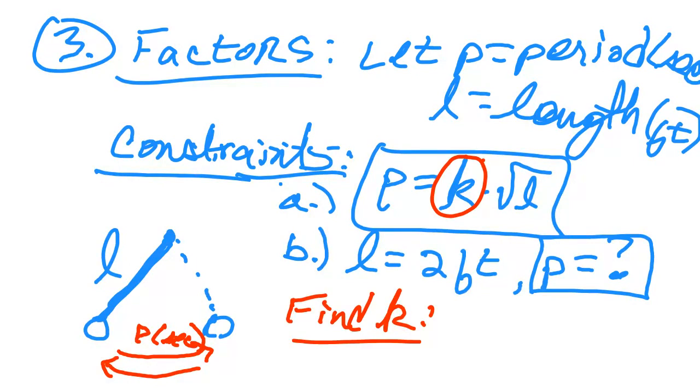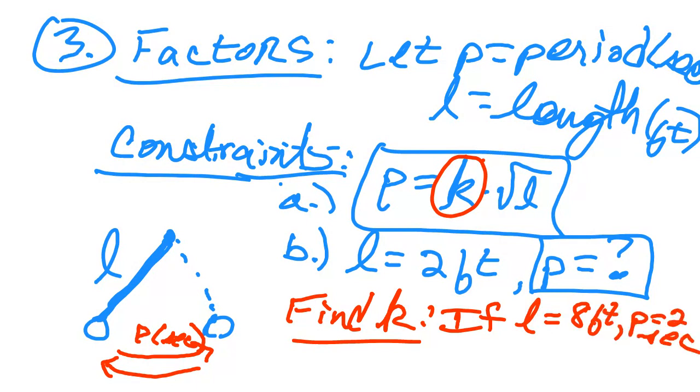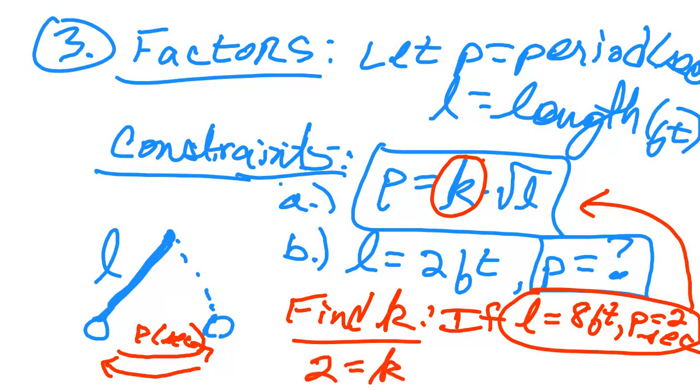And how do we do that? It gave an example that when a pendulum of length 8 feet, so if the length is 8 feet, then the period is 2 seconds. So it gave that as a specific example. What we can do is plug that in up here and then find K. So the period is 2 seconds, so 2 equals K times the square root of 8. Okay, and then we need to solve that for K. So that implies that K equals 2 over the square root of 8.